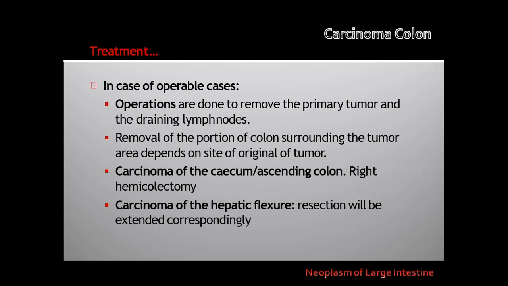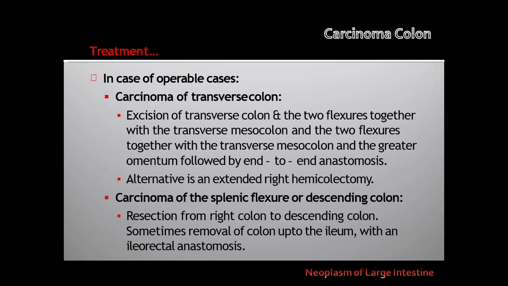In case of operable cases, the right hemicolectomy is done for the cecum and the ascending colon, and for the hepatic flexure, the extended right hemicolectomy. And for carcinoma of the transverse colon, we have to do the extended right hemicolectomy, or we have to excise the transverse colon and do an end-to-end anastomosis. Carcinoma of the splenic flexure and the descending colon is mostly treated by the left hemicolectomy.